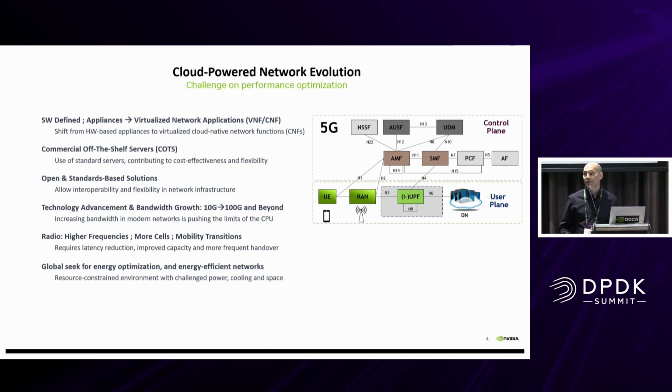Additional challenges that we see are the advancement in the technology itself. The ability of NICs and switches to grow to 10 gigs, 100 gigs and beyond increased the bandwidth, and in such modern networks, it pushed the limits of CPUs. So even very advanced CPUs can deliver packets at higher bandwidths, but at some point, they might not be able to do so.